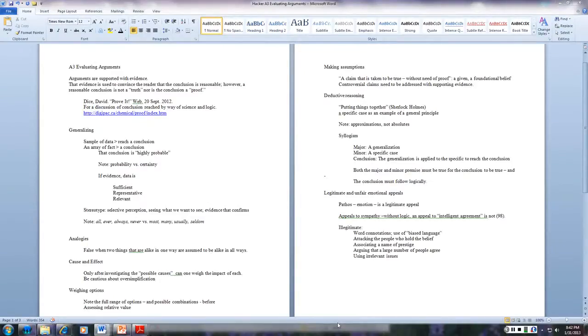On the other side of generalizing is deducing. We can put things together like Sherlock Holmes. And these two are approximations and not absolutes. Then we can use legitimate or unfair emotional appeals. It is legitimate to appeal to emotion, but it is not legitimate to use biased language, to attack the people rather than the idea, to associate a name of prestige with merit. Just because someone is well known doesn't mean that lends strength to an argument. That we argue that a lot of people agree doesn't mean that it's more true, and that we use irrelevant issues. These are reasonable arguments, but each one of these reasonable arguments, as the section of the text points out, can be used illegitimately, and that's what we're going to talk about when we discuss logical fallacies.